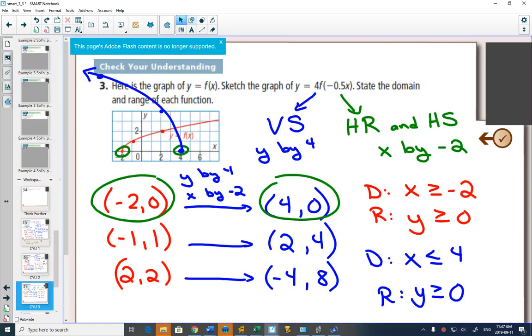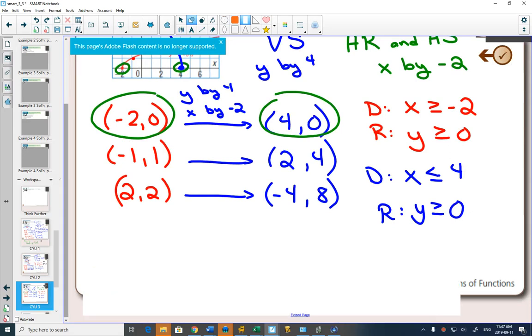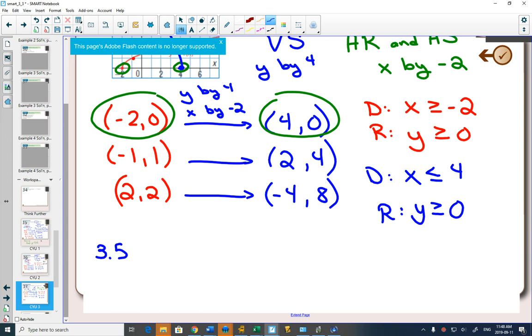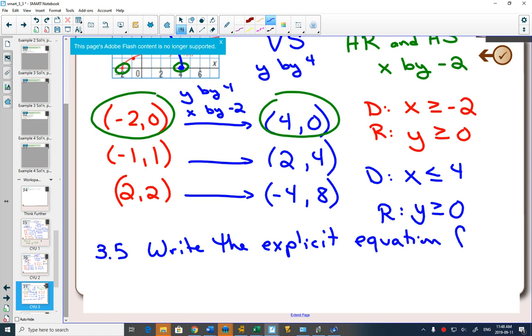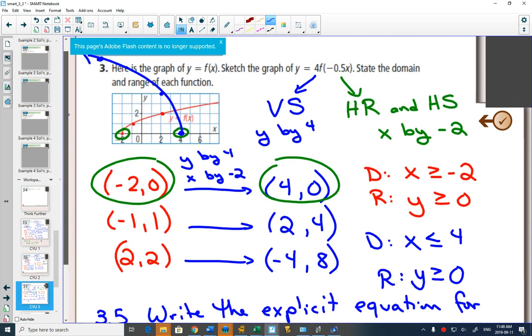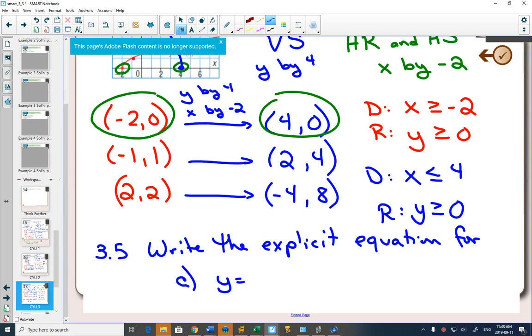Underneath here, I'd like you to write question 3.5. Okay? And in question 3.5, we are going to write the explicit equation. And in part A, I want you to write the explicit equation for y equals f of x.